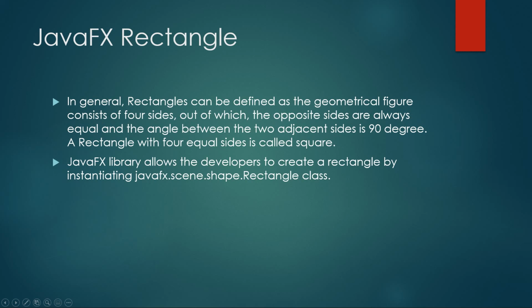Moving on, the JavaFX rectangle. In general, a rectangle can be defined as a geometrical figure that consists of 4 sides, out of which the opposite sides are always equal and the angle between two adjacent sides is 90 degrees. A rectangle with 4 equal sides is called a square. I put that sentence there to remind you again that we do not have a separate square class in JavaFX. Instead, we have to make the sides look equal in order to get a square.